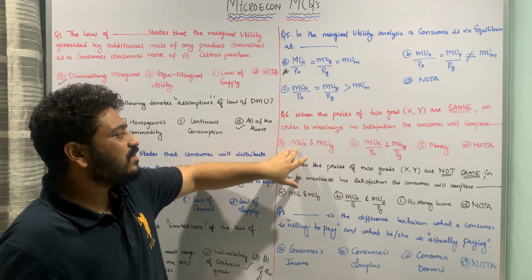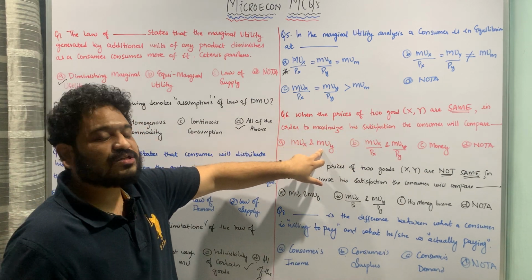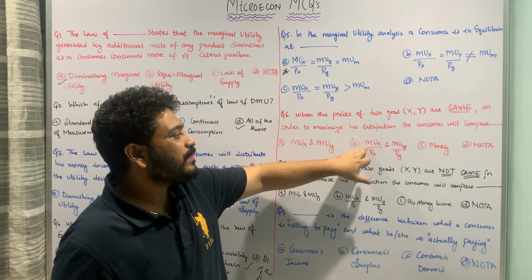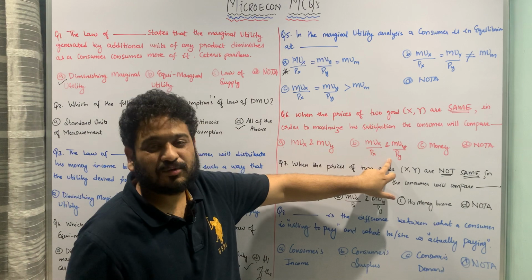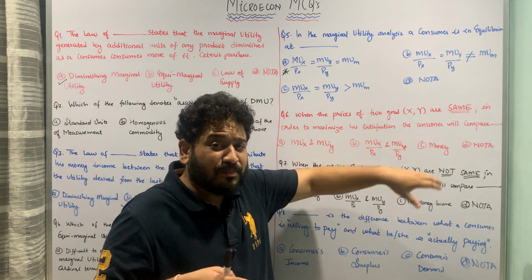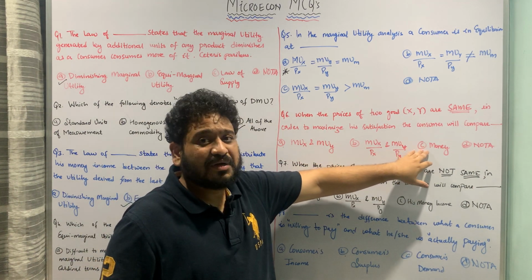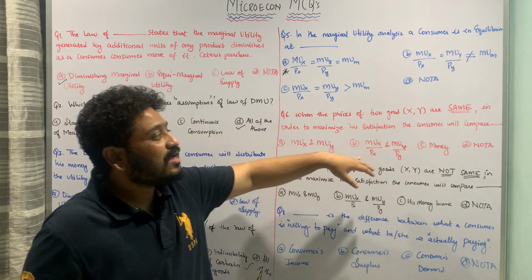He will compare A, the marginal utility of x and marginal utility of y. He will compare the ratio of marginal utility of x to price of x and marginal utility of y to price of y. His own money income he will probably look into or introspect, and none of the above.